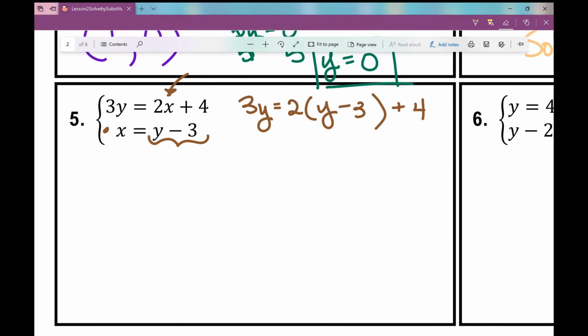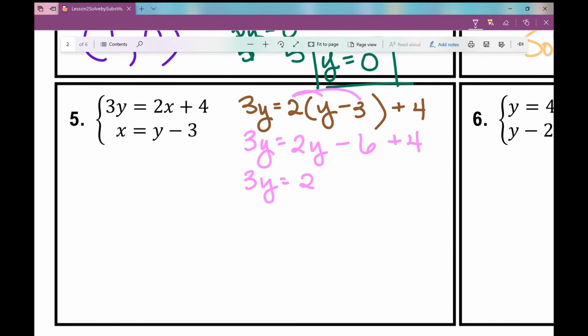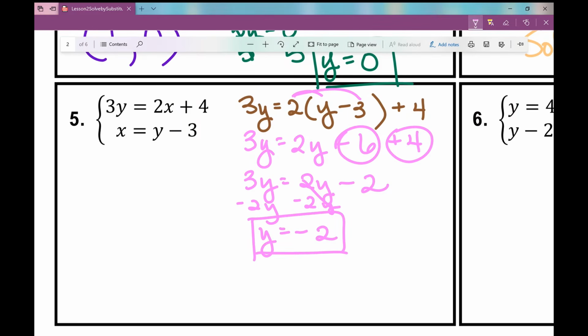And now I'm just going to solve. I've got one variable, one equation, and now I can solve for the value of that variable. I'm going to distribute this 2. So 3y equals 2y minus 6 plus 4. Combine like terms. 3y equals 2y, -6 and +4, -2. And now I need to move my variables to one side. So minus 2y, and I get y equals -2. And I'm done solving for the value of one variable.